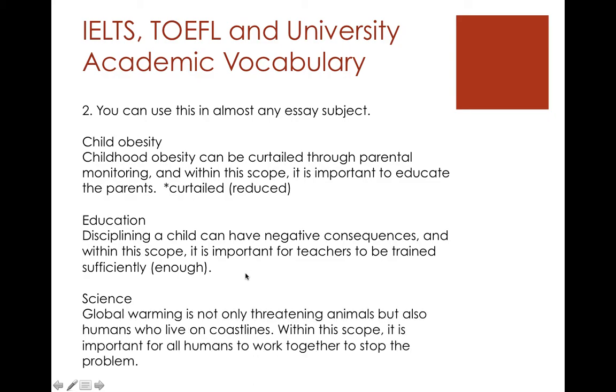All right, let's take a look in science. Global warming is not only threatening animals, but also humans who live on coastlines. Within this scope, so now we've put a period. You can do it this way as well, you can separate them. Within this scope, it is important for all humans to work together to stop the problem.